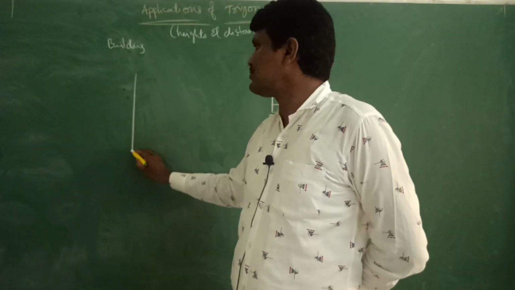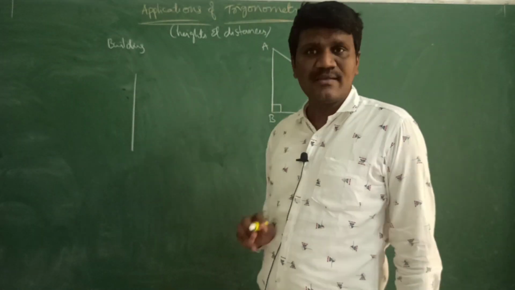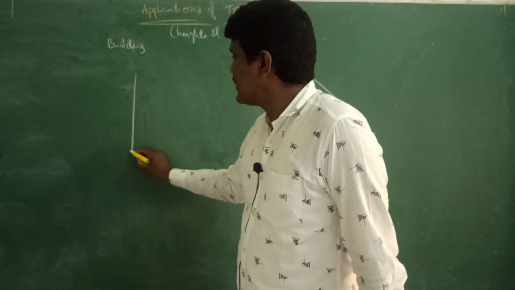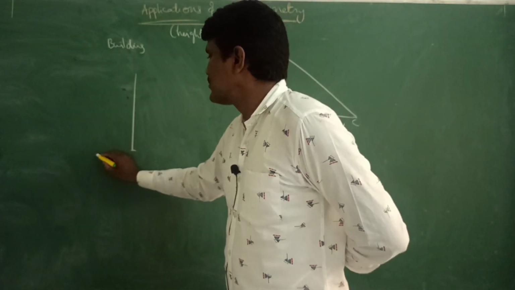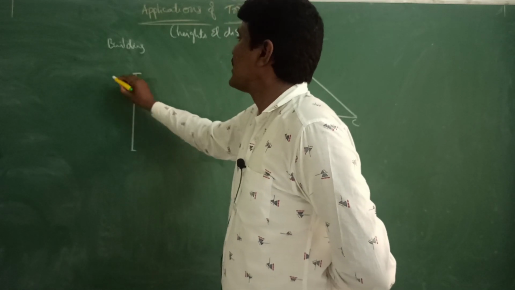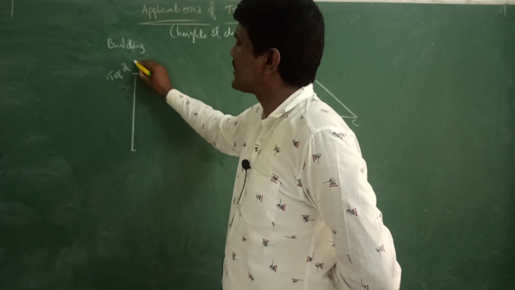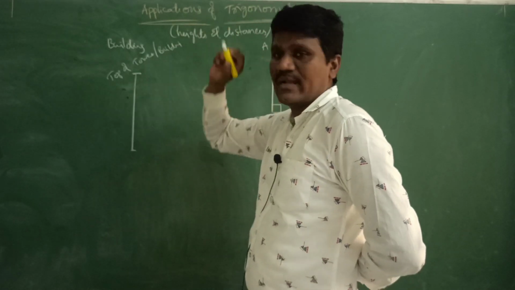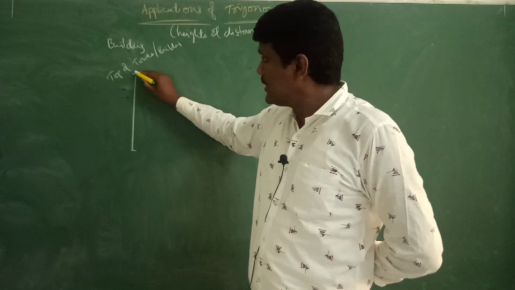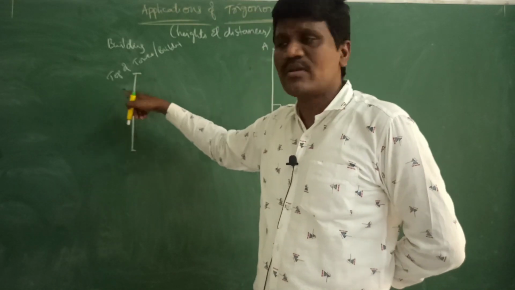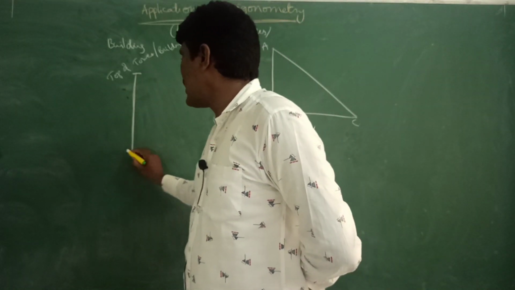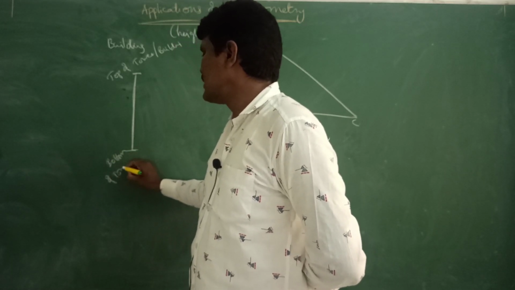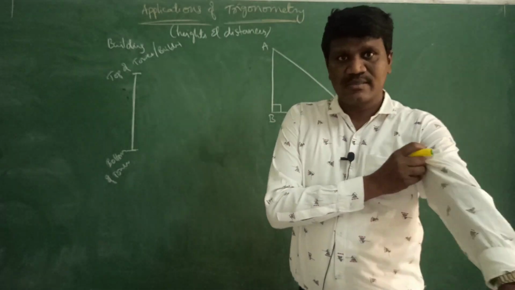Suppose this is a building. Say this is a building. So the terms in the application of trigonometry are: any building, this is called the bottom or this is called the top of the tower or building. Top of tower or top of building. So generally we will take a diagram like this. This is either a tower or a building. So this is called the bottom of the tower or bottom of the building, right?